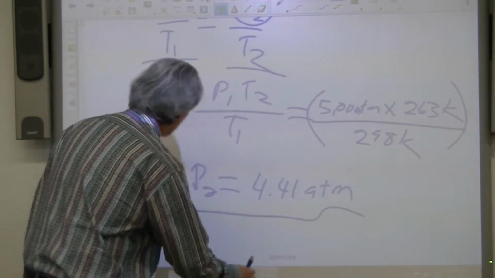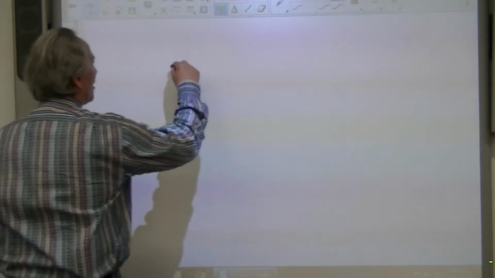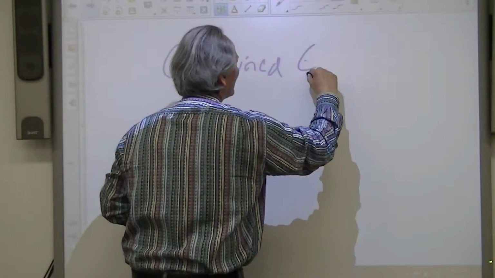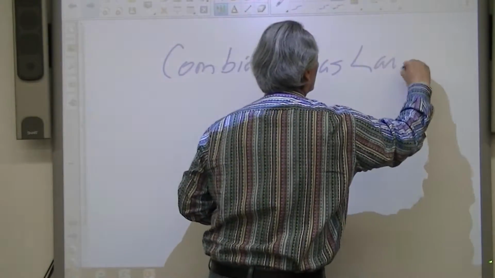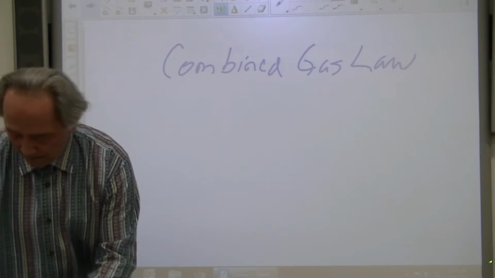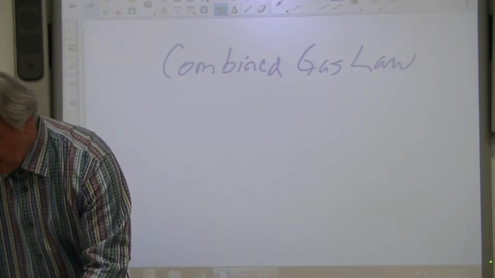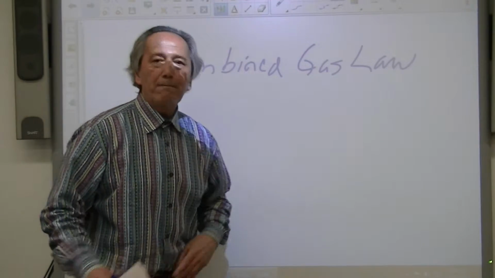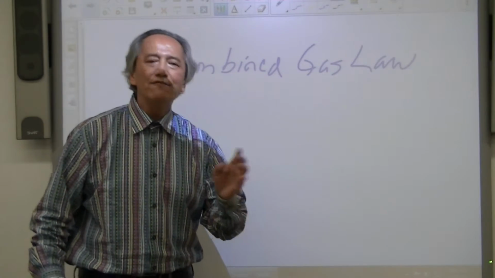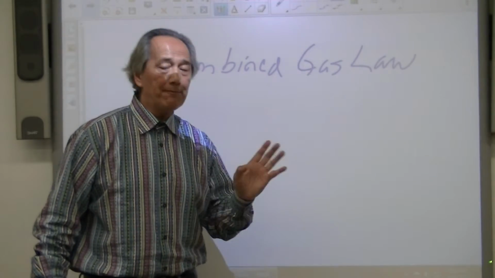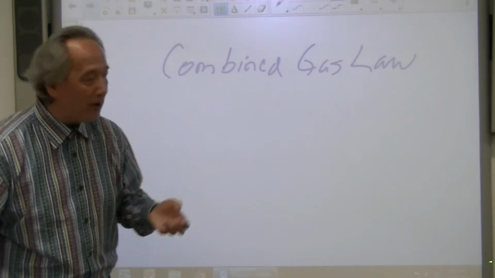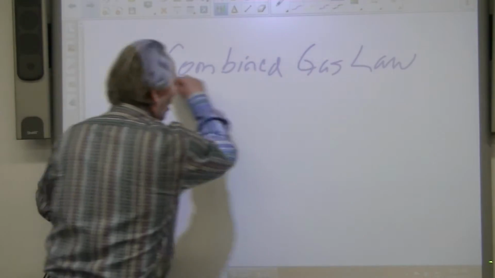Okay, we're going to do one more law here. And that last law is called the combined gas law. Now, the combined gas law states this. For a given amount of gas, the product of pressure and volume divided by temperature, again, temperature in Kelvin, is equal to a constant.